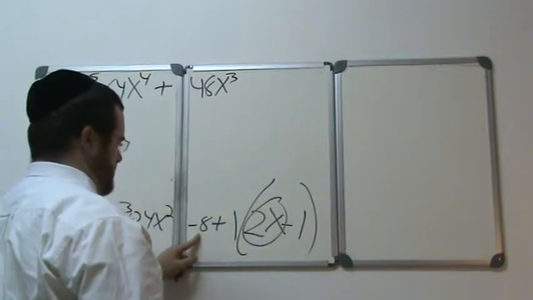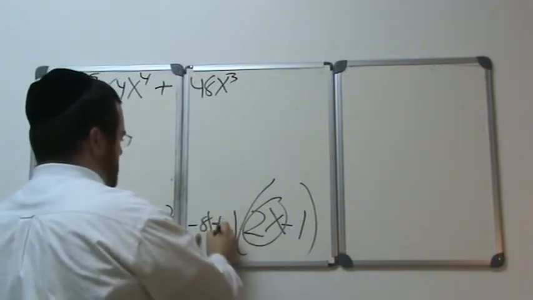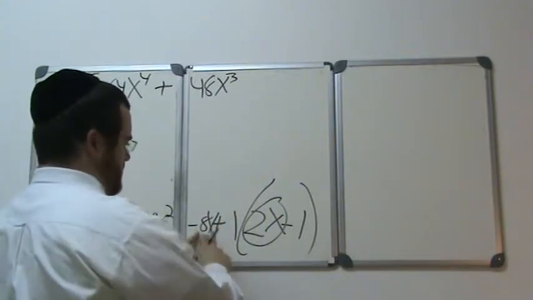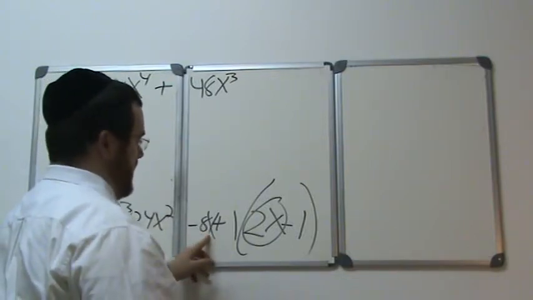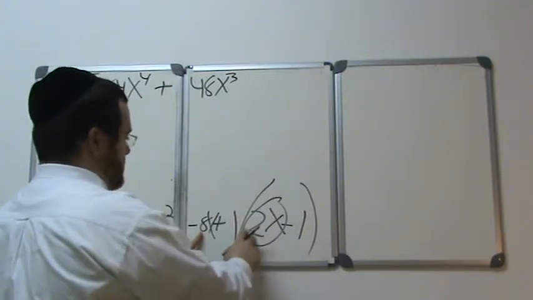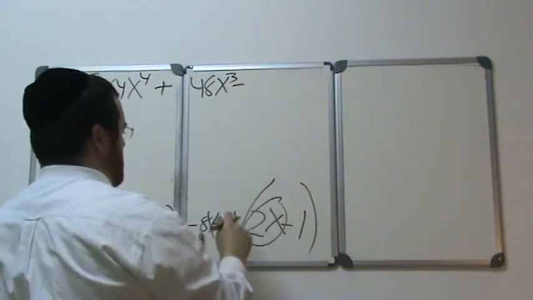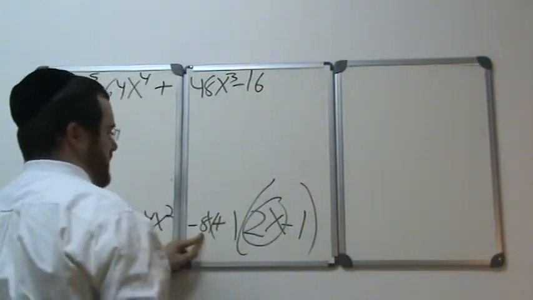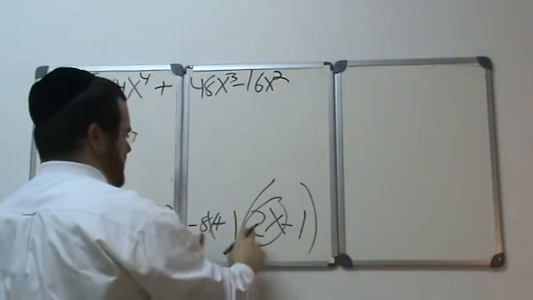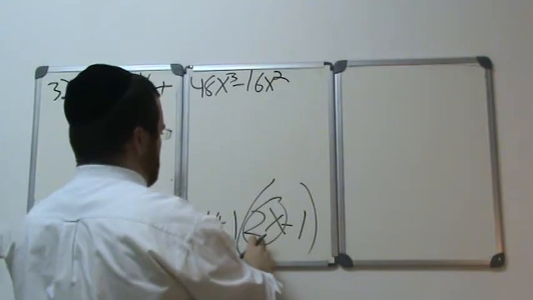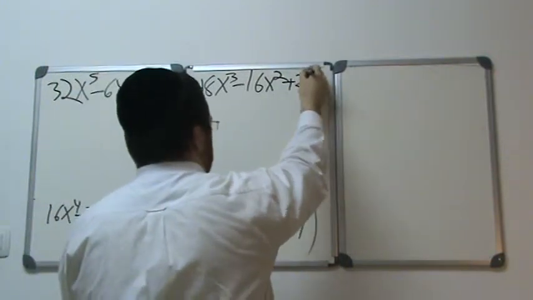And over here, I think I did my first mistake. One of my mistakes, which is I didn't put in the x. So negative 8x times 2x, so it's minus 2 times 8 is 16. And x times x is x squared. Then 2x times 1 is just plus 2x.